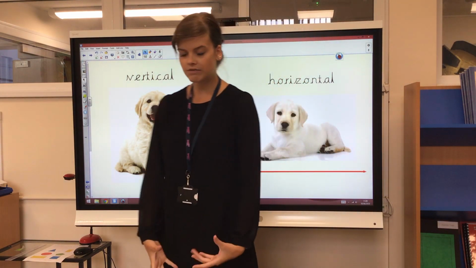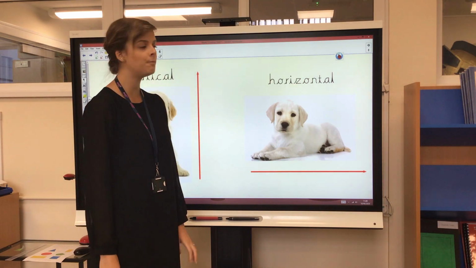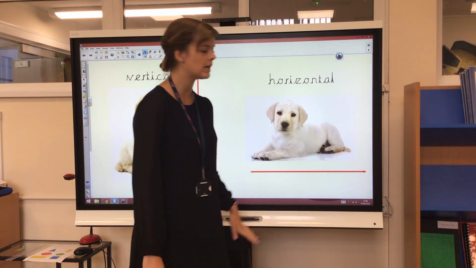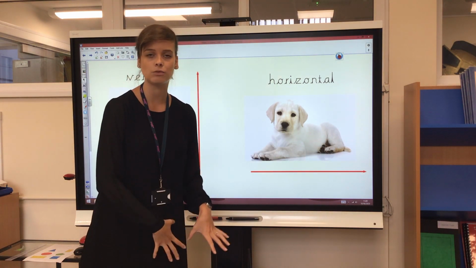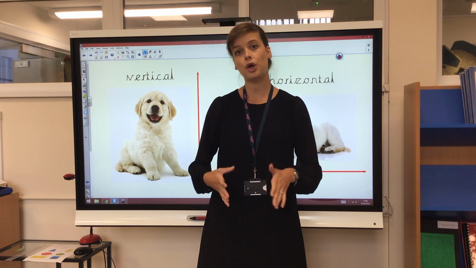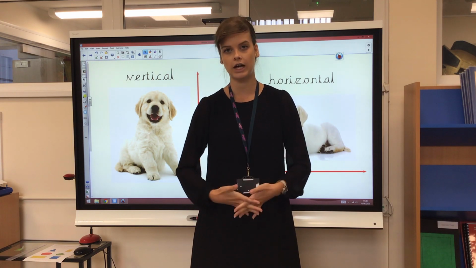But again, there are lots of different types of lines, so sometimes it's just really good to be aware of them. And this is a horizontal line, and that's when the line goes straight across. It's like a puppy lying down. And today, we're going to be focusing on those vertical lines of symmetry, that central dividing line.